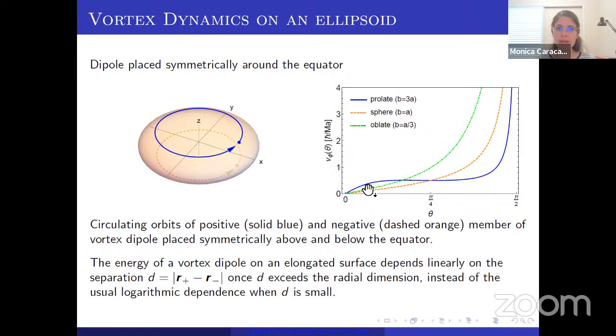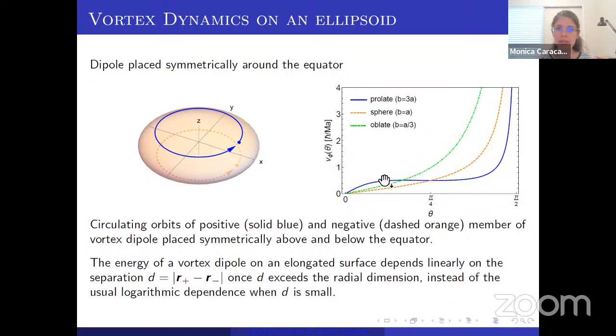You see here this for three different shapes: prolate, oblate, and the sphere, the limit. And you see that if theta goes to zero, at both poles, then you have zero movement, whereas it diverges when they approach each other at the equator.